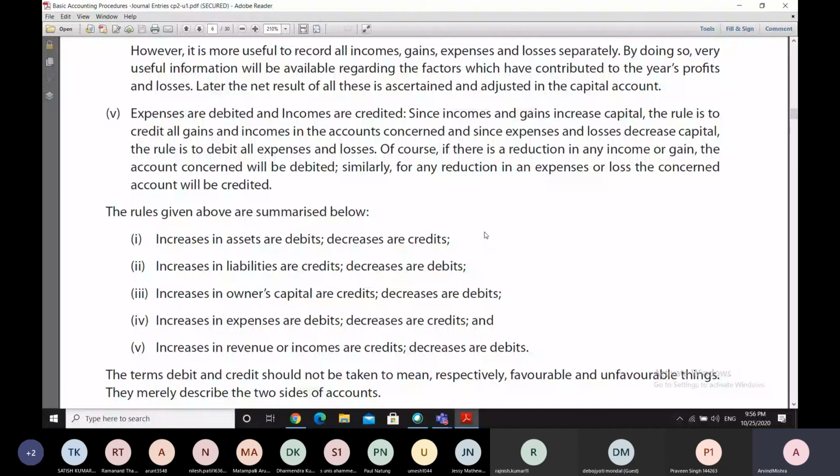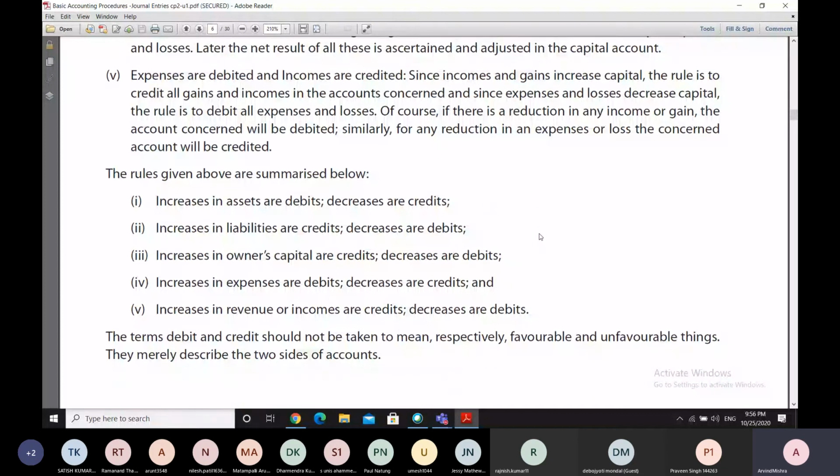and jot them down here. So what are finally the rules for debit and credit? These rules are that whenever assets are increased, the asset account is debited, and whenever assets are decreased, the asset accounts are credited. Number one. The second rule is whenever liabilities are increased, the liability account is credited, and whenever liabilities are decreased, the liability accounts are debited.